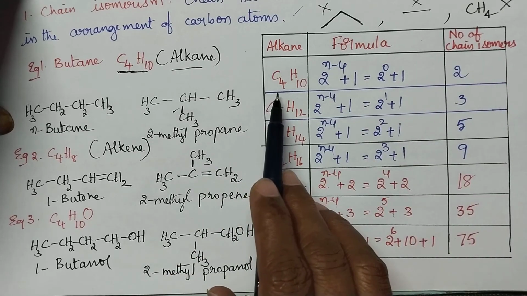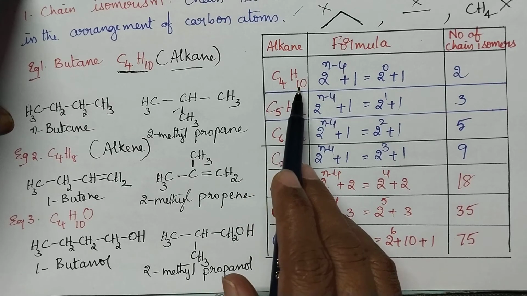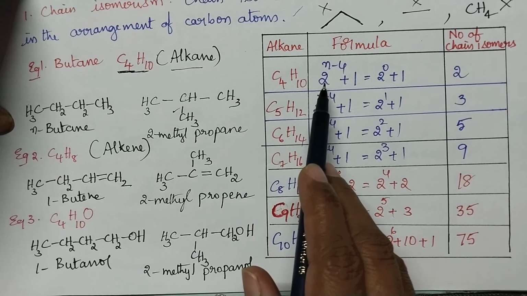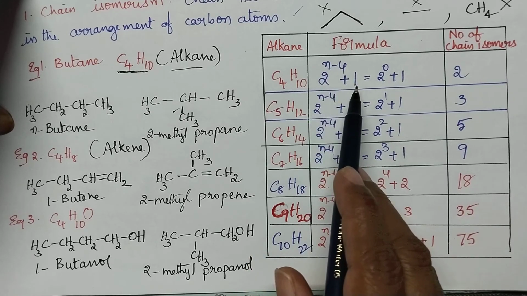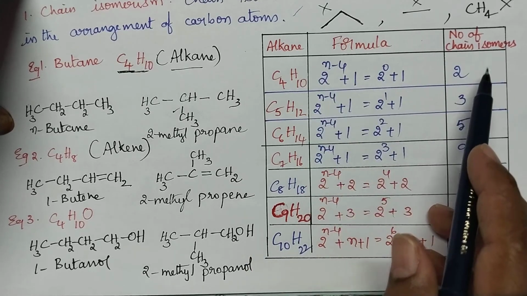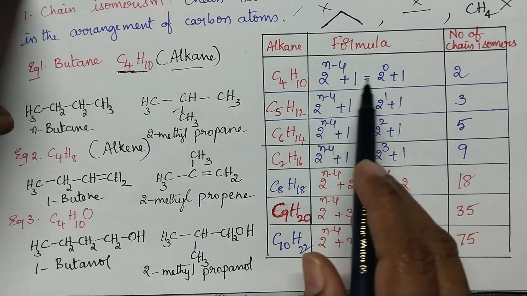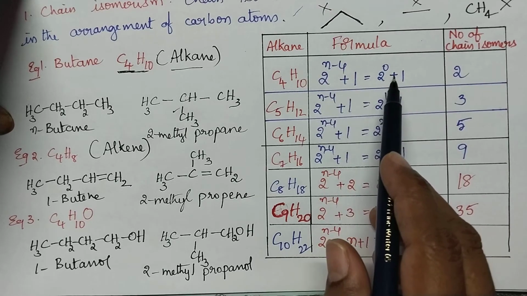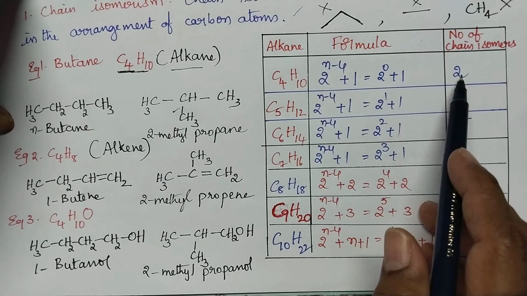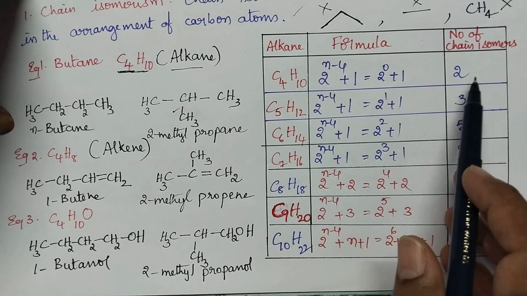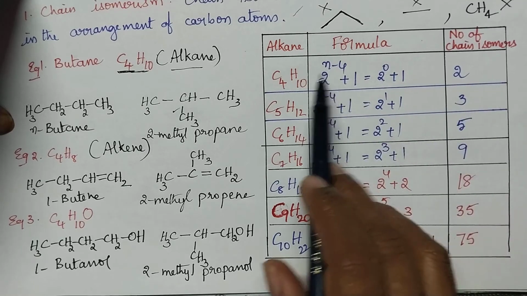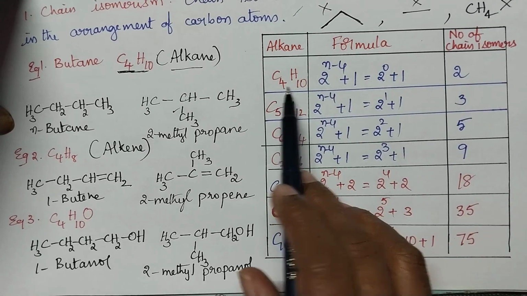If the given alkane is C4H10, then we use the formula 2 power n minus 4 plus 1 to know the number of chain isomers. So in this formula, it will become 2 power 0 plus 1. That means how many isomers are possible? Especially chain isomers, 2 chain isomers are possible if n is equal to 4.